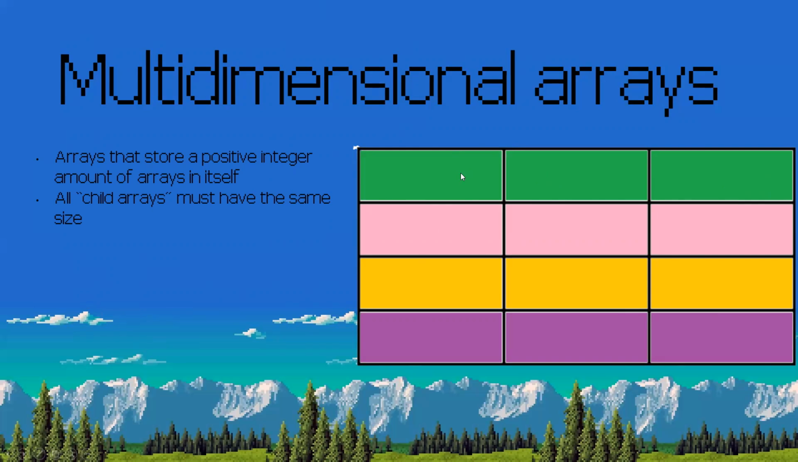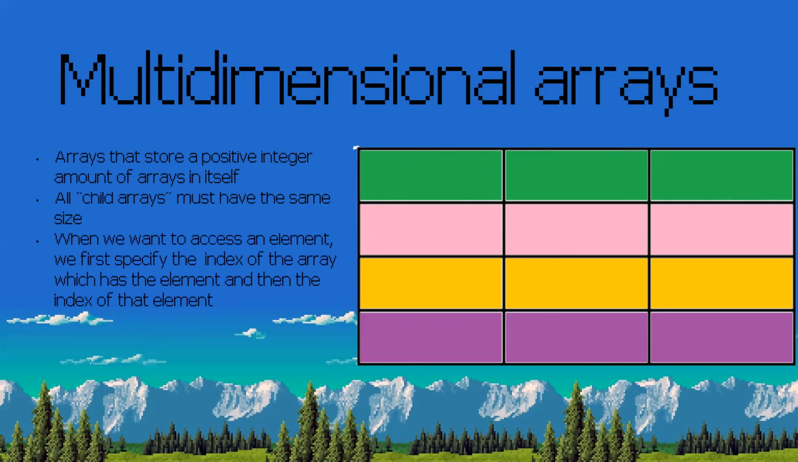Since all child arrays must have the same size, we can represent this as a table. So this rectangle here is the big array, the father array, as I would call it. And here the child arrays must all have the same size. So child array number 1 has 3 elements. Child array number 2 has 3 elements, and so on and so forth.